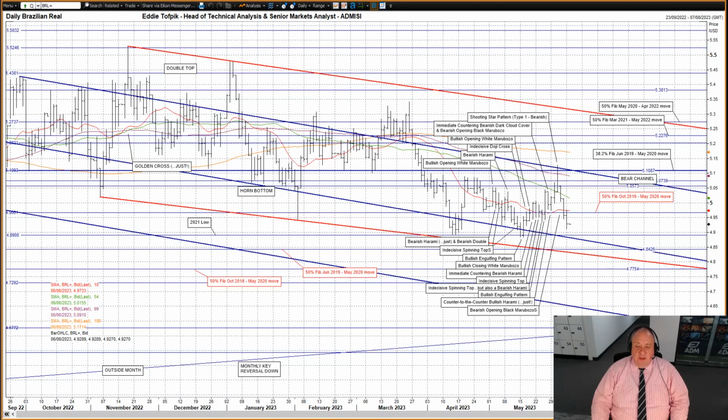and the significant 38.2% Fibonacci line of the June 2019 to May 2020 move at 510.87, plus the upper time, currently 511.18, of the broken late July to late September 2022 bearish shift pitchfork. This pitchfork is highlighted in dark blue on my daily chart.